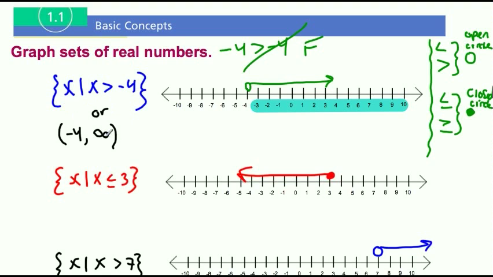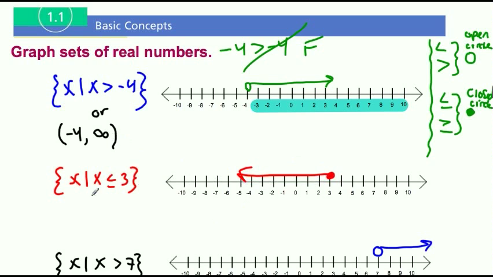Now, what about this infinity? Well, can you ever obtain infinity? Well, no, right? Because infinity is a representation of all numbers. It just keeps going and going and going, right? So since you can't obtain infinity, we're always going to use a parenthesis because it's not included. So this is the way that we're going to represent that.